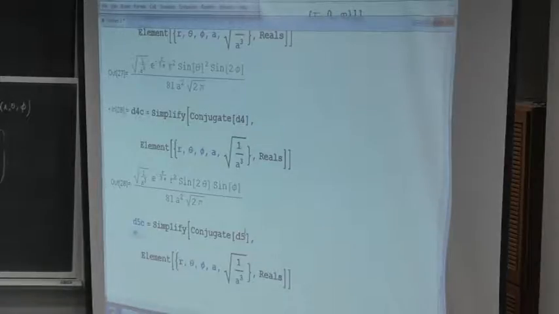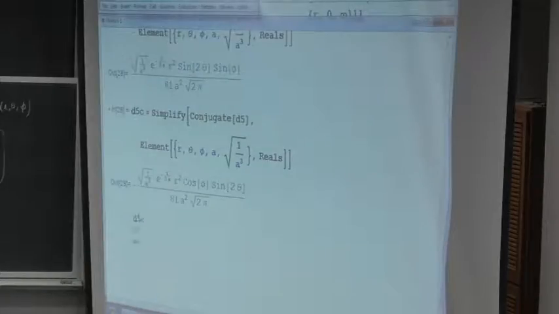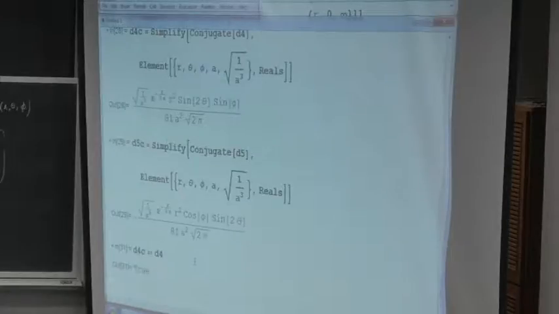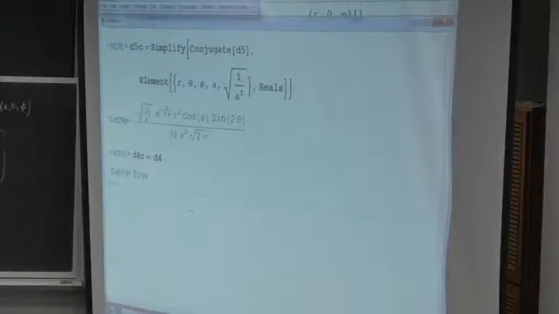Let's check that. D5c, is this equal to D5? Yes. Okay, so this is true for all of them. Good. This formalism will also work if you don't construct real functions. So anyway, we've defined all of these, now let's find out the corrections to the energies.